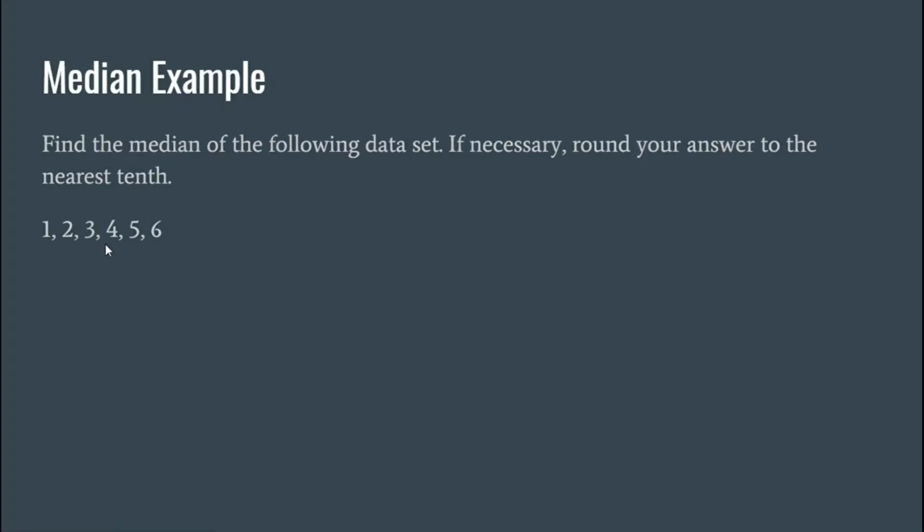So same exact steps as if you had an odd amount of values. The only difference with the even amount of values is you gotta average the middle two values to get your median. Oh, that was pretty straightforward.